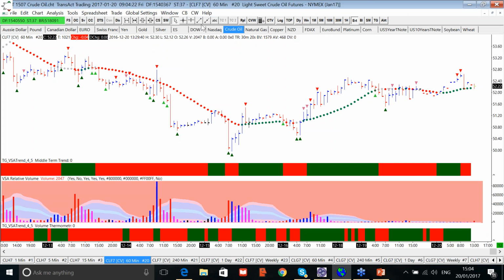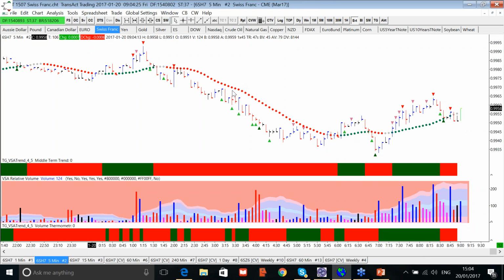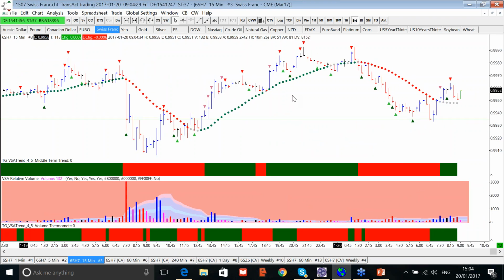Let's go back to that Swiss franc. I'm just waiting now to see if we get a no demand bar here. Yes, it could be an up thrust as well. Yeah, if it's an up thrust, that's fine. We'll see.